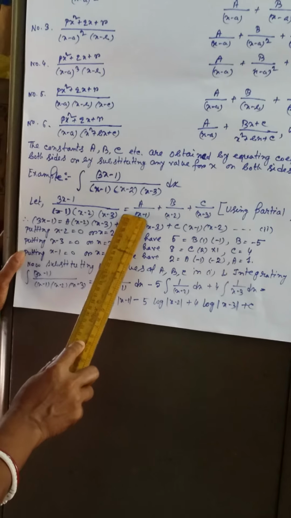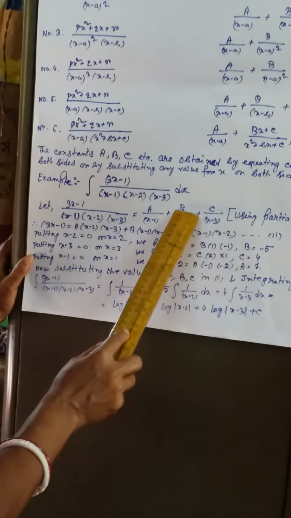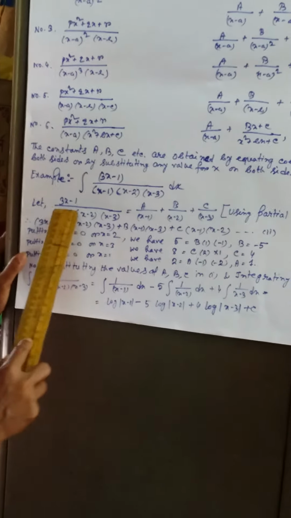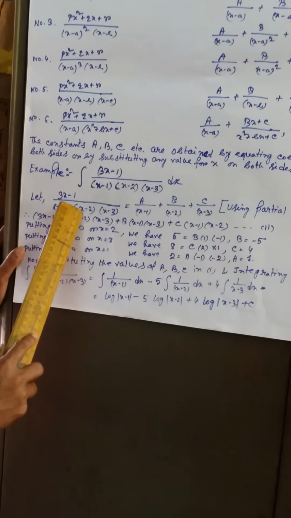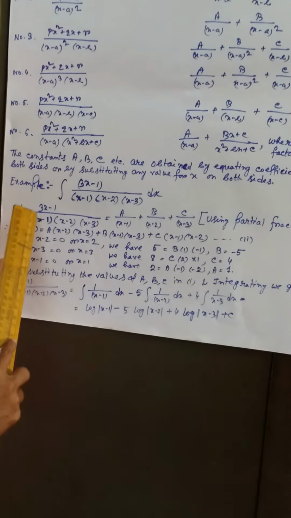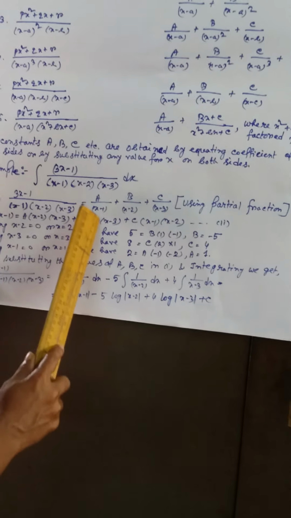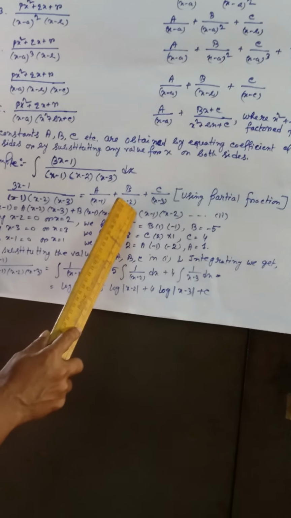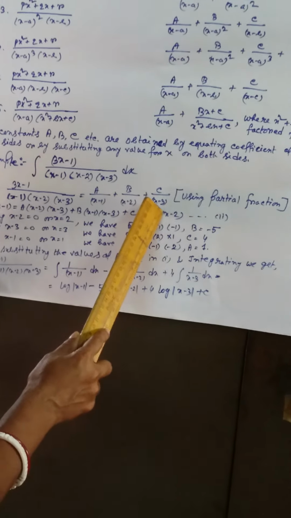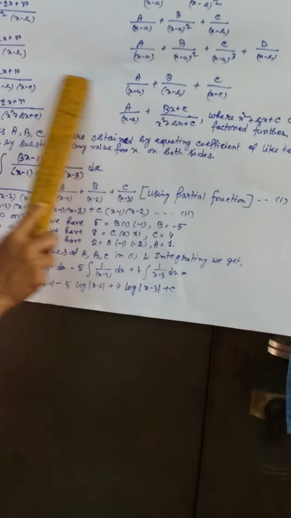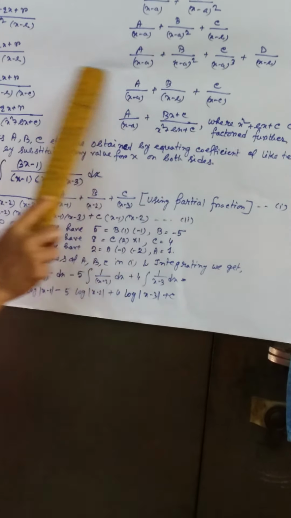The procedure would be A/(x - 1). There are three factors, x - 1, x - 2, x - 3. So let (3x - 1)/((x - 1)(x - 2)(x - 3)) equal A/(x - 1) + B/(x - 2) + C/(x - 3). This is the number 5 procedure.